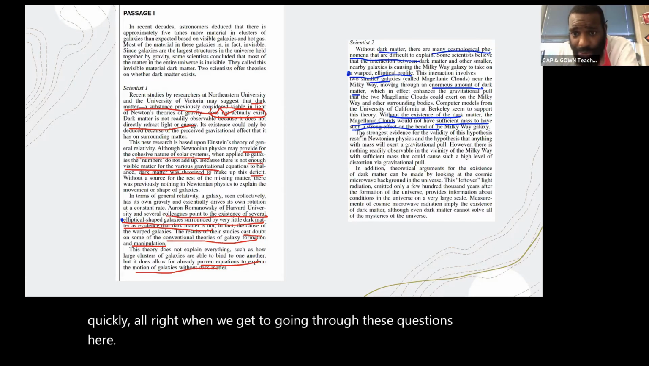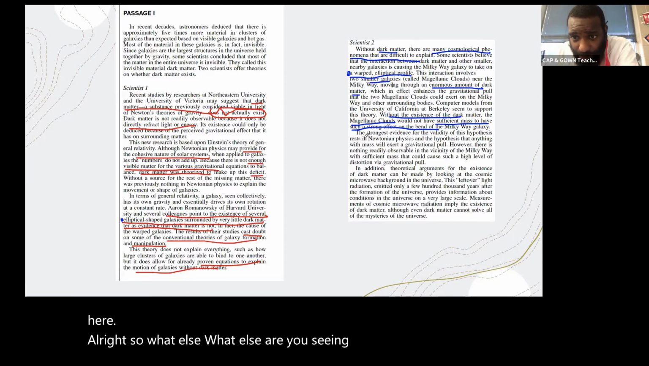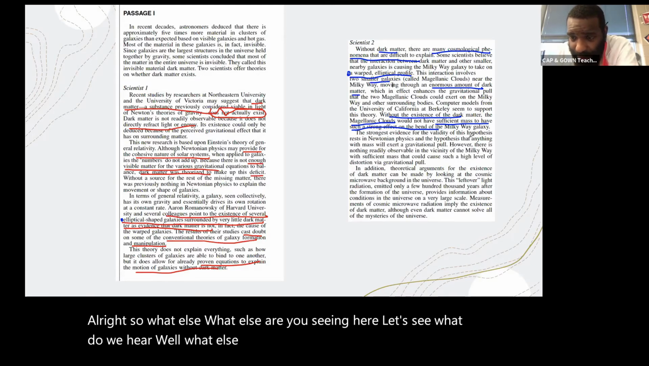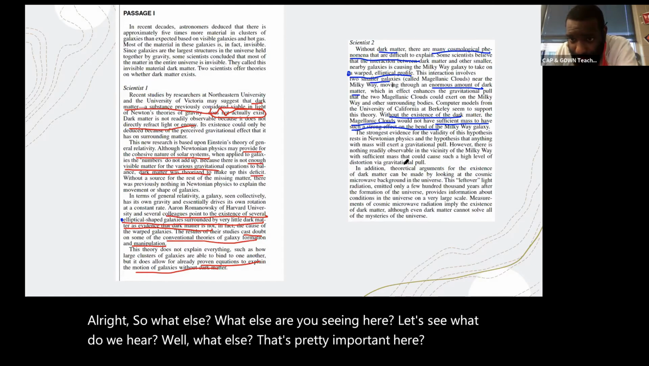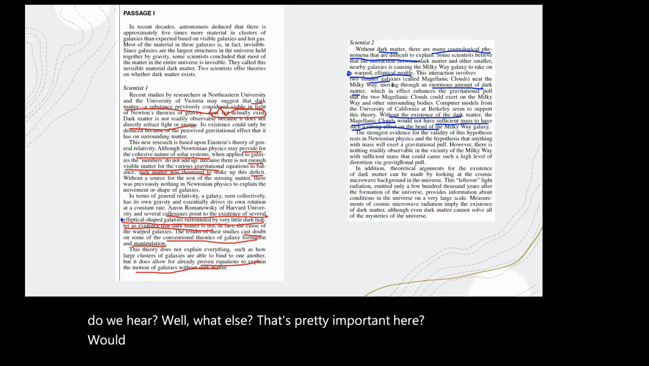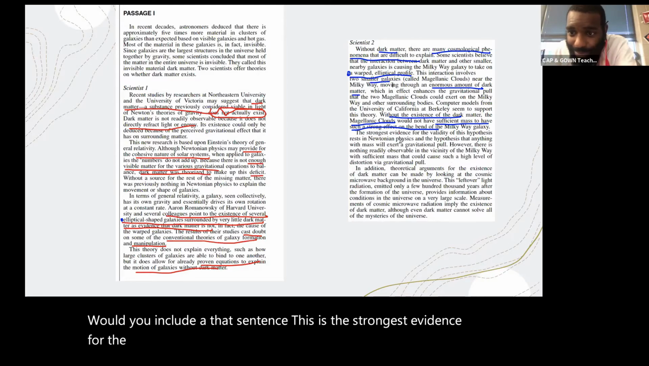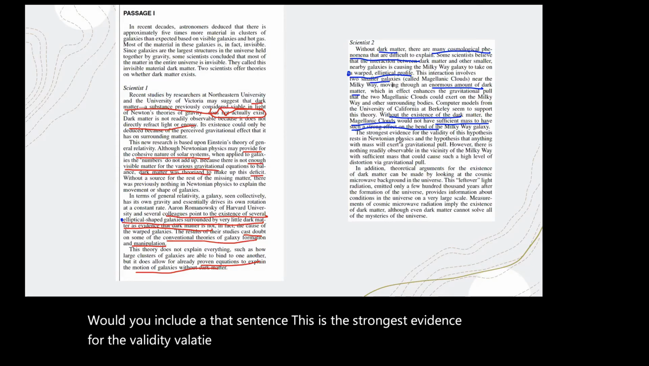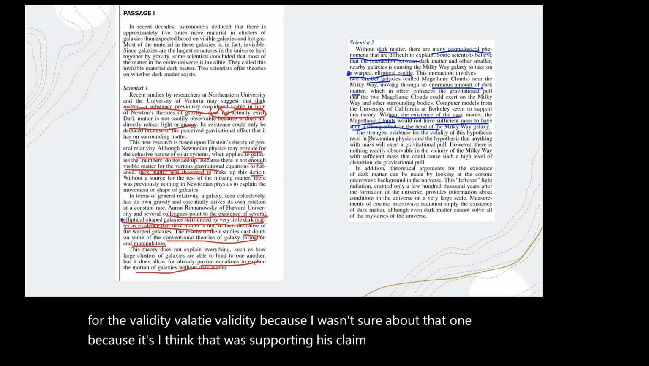All right, so what else are you seeing here? What else do we see that's pretty important here? Would you include that sentence that says the strongest evidence for the validity? Validity, because I wasn't sure about that one. I think that was supporting his claim, but I wasn't sure just because of the extra stuff they included.